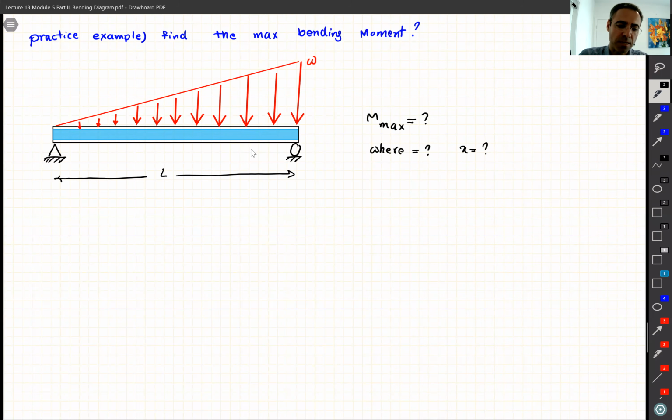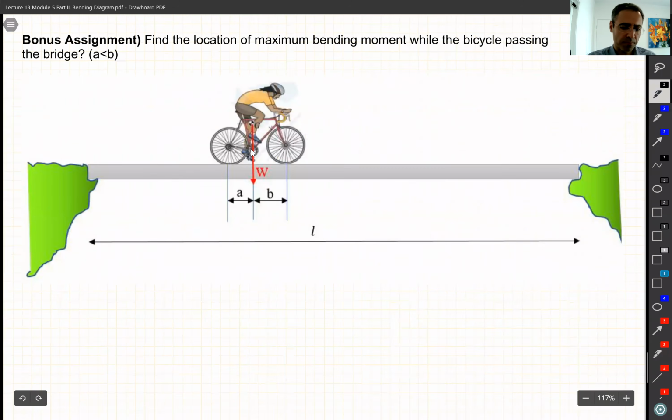Okay, is there any question for this practice example? You're going to think about it. And lastly, in 1 minute, I promise I'll let you guys go. So this is a bonus assignment. In the past, I let you guys first read it.